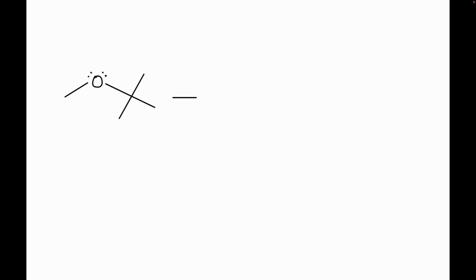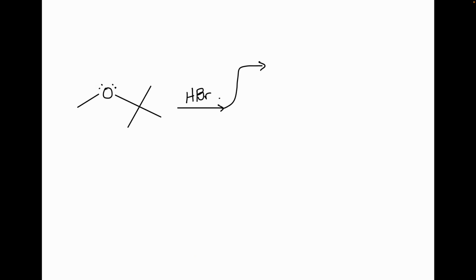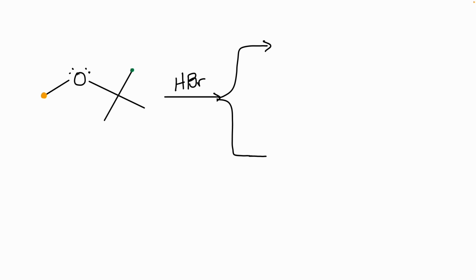So if we react this with that same hydrohalogen, we got two possible products that would form. All right, so I'm going to keep track of these different segments of carbons here. This methyl group on one side in orange, and this tert-butyl group on the other side in green. Right, so which fragment is which? Okay, so we got two different products.